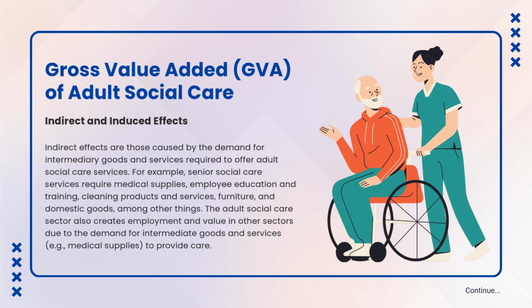Indirect and induced effects. Indirect effects are those caused by the demand for intermediary goods and services required to offer adult social care services. For example, senior social care services require medical supplies, employee education and training, cleaning products and services, furniture and domestic goods, among other things. The adult social care sector also creates employment and value in other sectors due to the demand for intermediate goods and services, for example, medical supplies, to provide care.